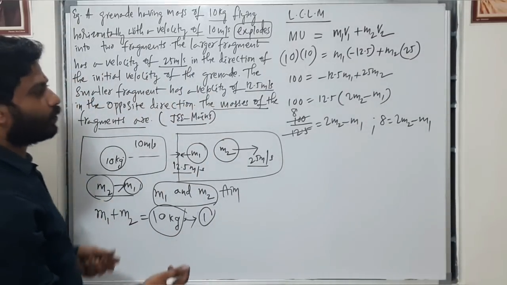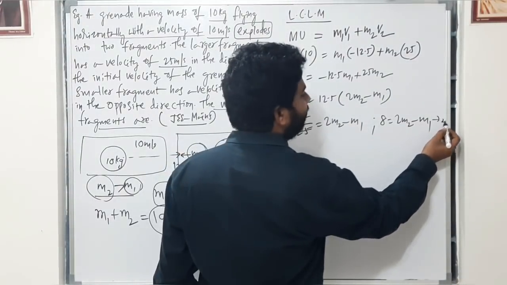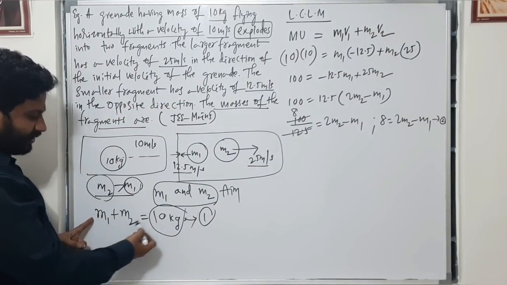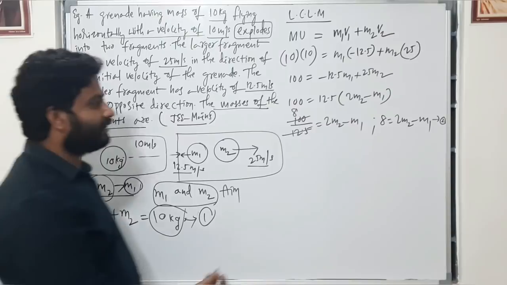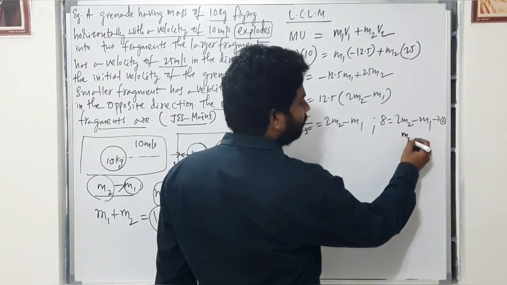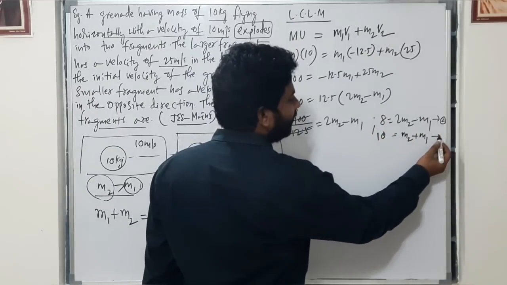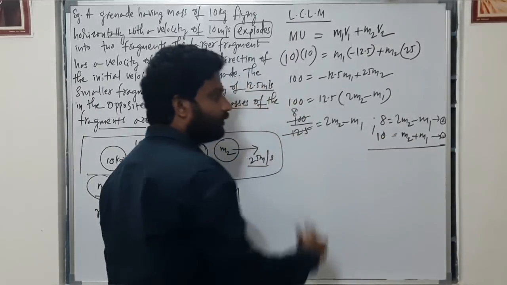Imagine that's equation number 2 and we have equation number 1. Where is my equation number 1? See here, m1 plus m2 is how much? 10 kg, right? So what I can write, m2 plus m1 is equal to 10 kg. This is my equation number 1, right?